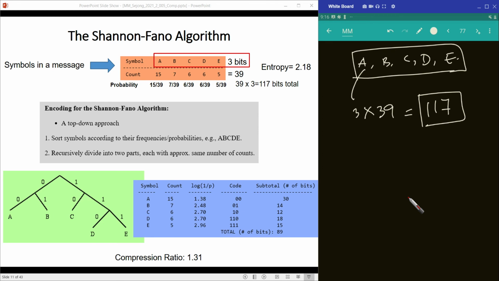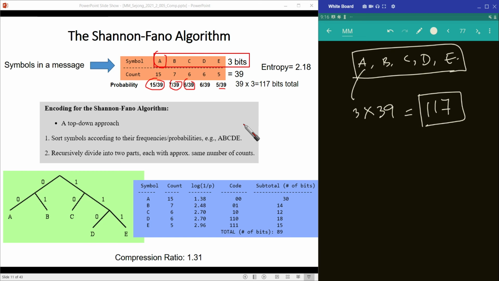Now let's see first whether it is possible to compress this information. To check that, we need to calculate the entropy. So how can we calculate the entropy? We already know the probabilities. The probability of occurrence of A is 15 out of 39, so the probability is 15 over 39. The probability of B is 7 over 39. This is 6 over 39, and in this way 6 over 39 and 5 over 39.